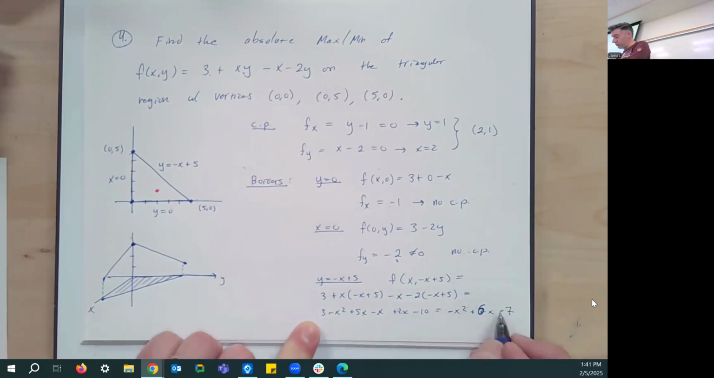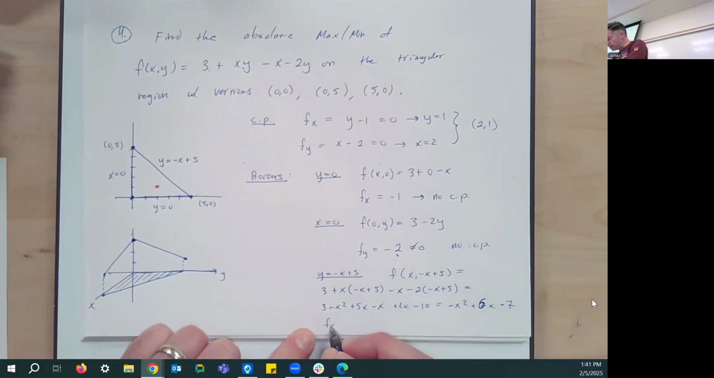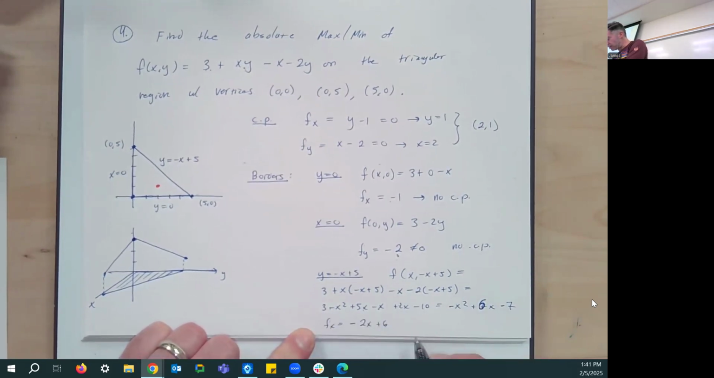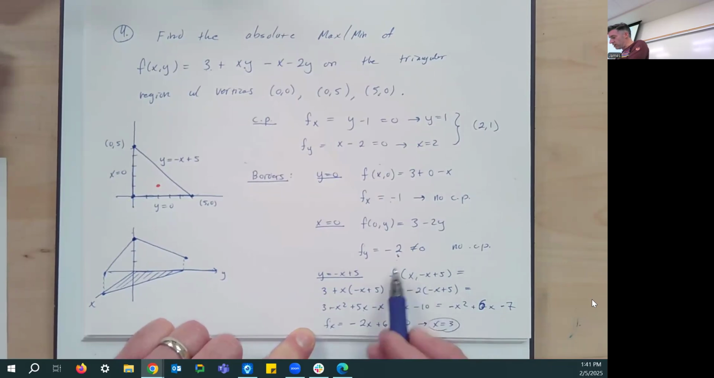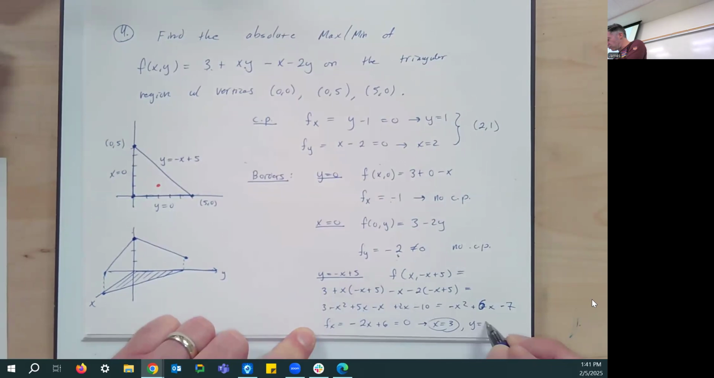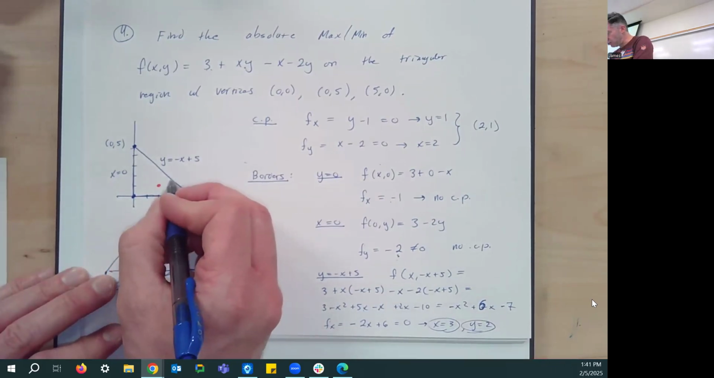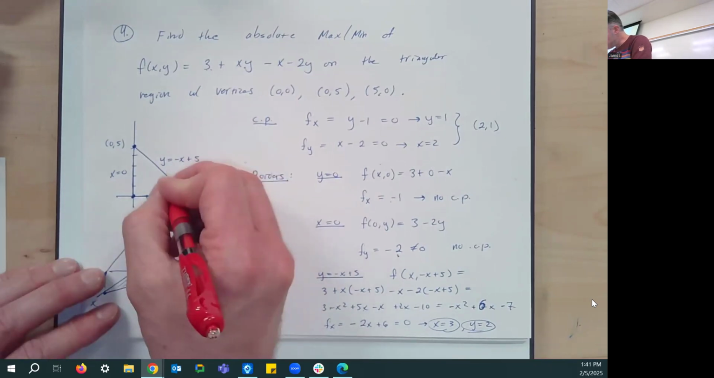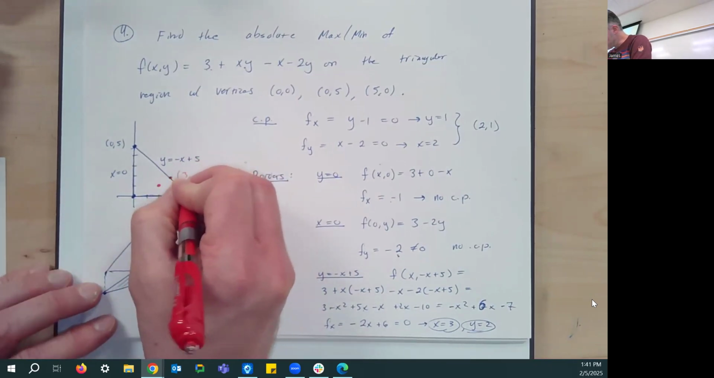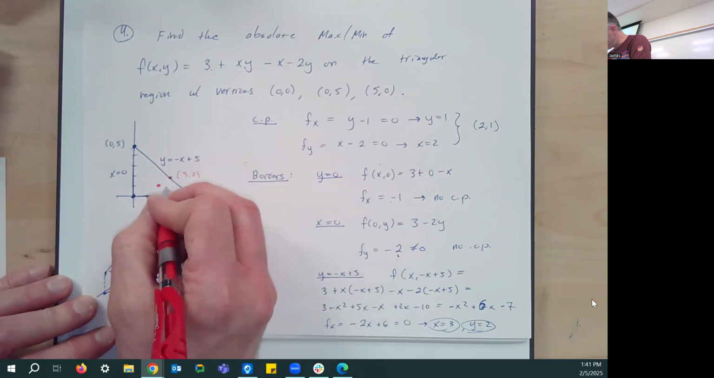And if you take the derivative of that, your f prime is going to be negative 2x plus 6. Set that equal to 0, you're going to get x equal to 3. And if x is 3, y is going to be negative 3 plus 5, so y is going to equal positive 2. So right up here at the point 3 comma 2, there's another critical point.